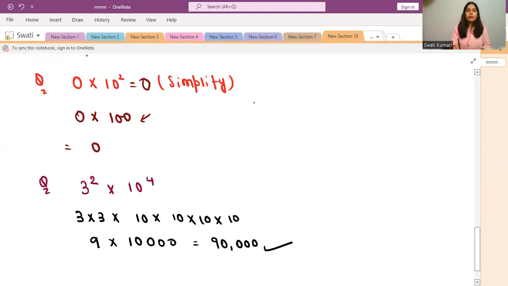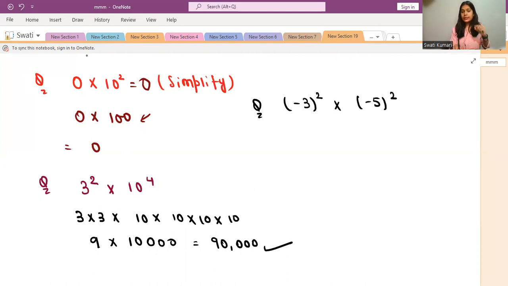Now let us do one more question on simplifying a certain sum. So now you have to simplify minus 3 square into minus 5 square. Now let us simplify this. So now you can see that a negative number is getting multiplied 2 times. So minus 3 raised to 2, that means minus 3 is getting multiplied 2 times. So minus 3 into minus 3. Let's write this in the bracket. Now into minus 5 is getting multiplied 2 times. So minus 5 into minus 5.